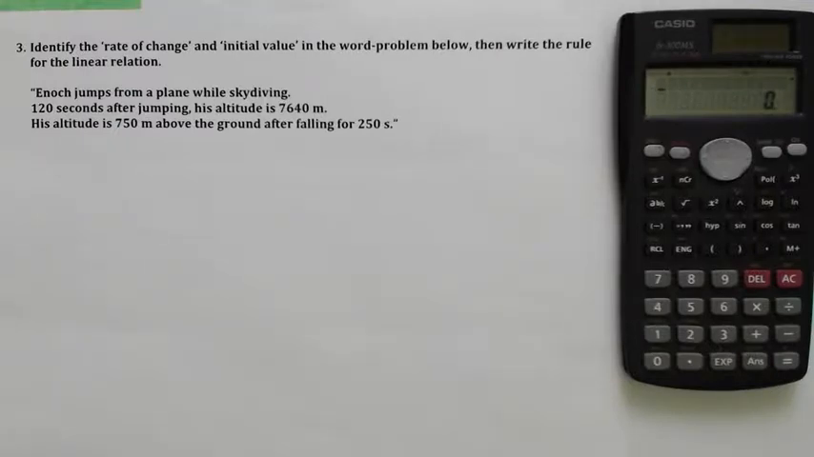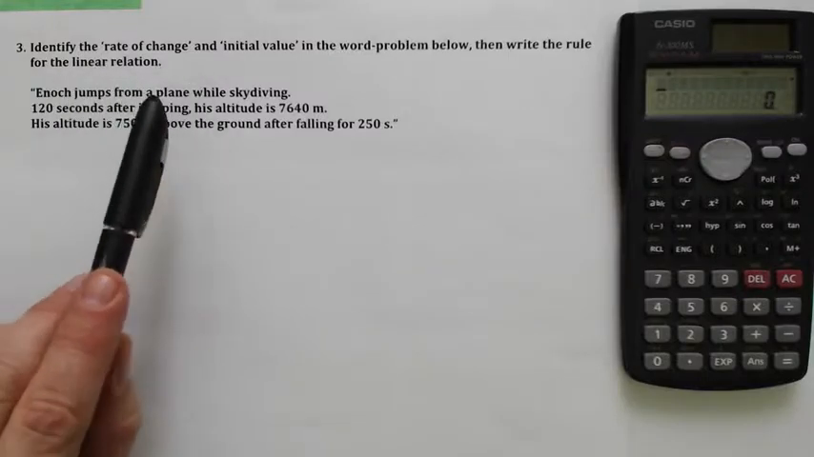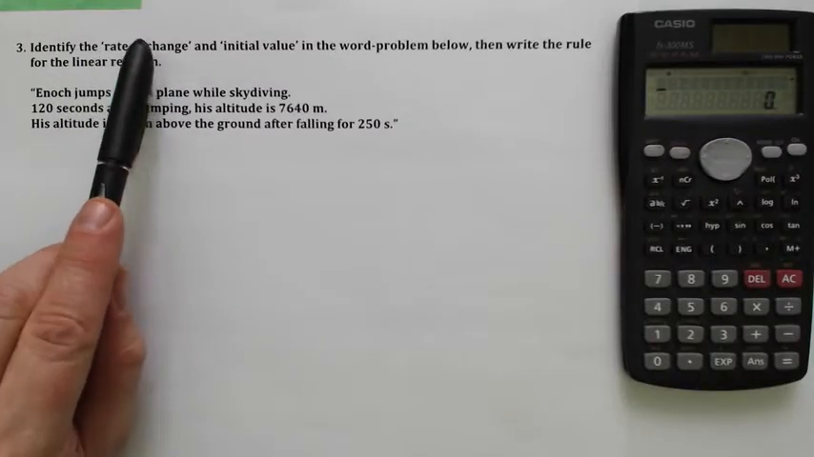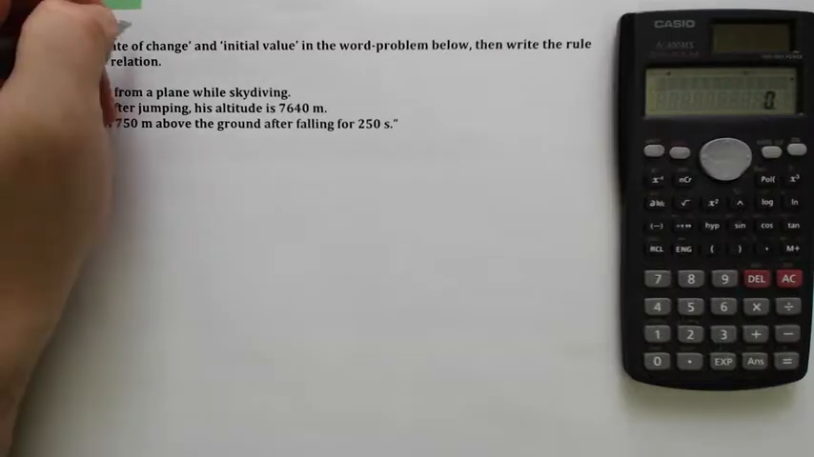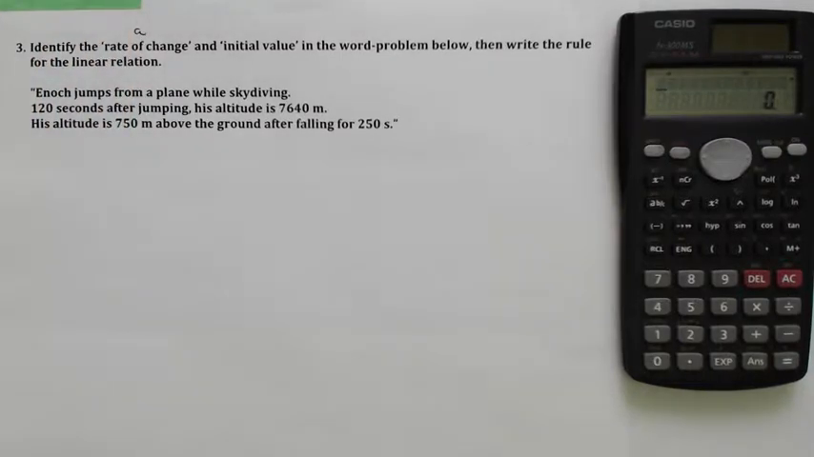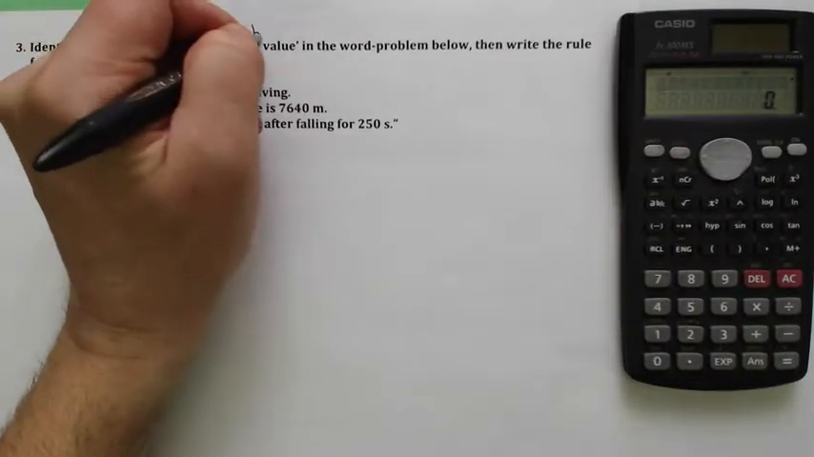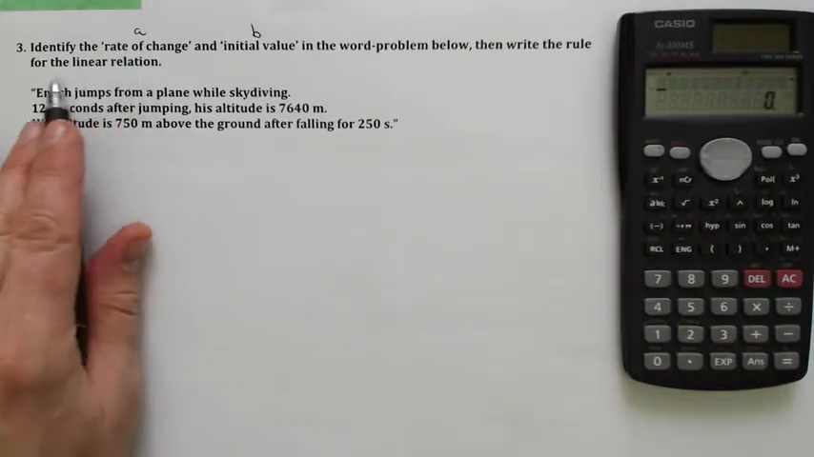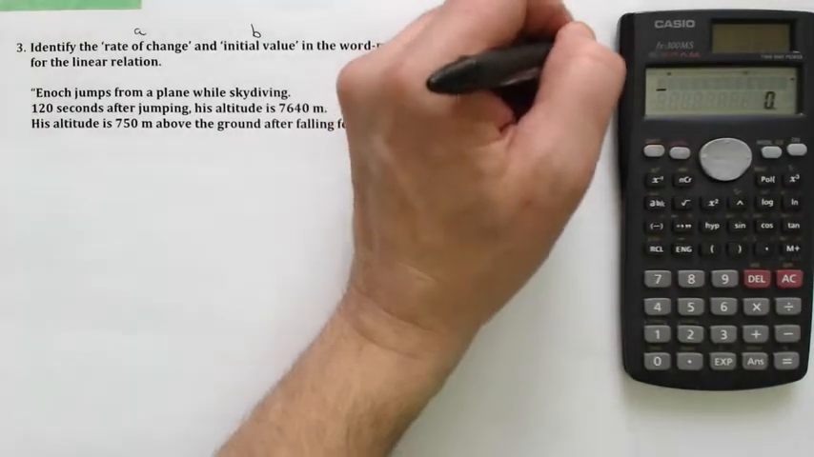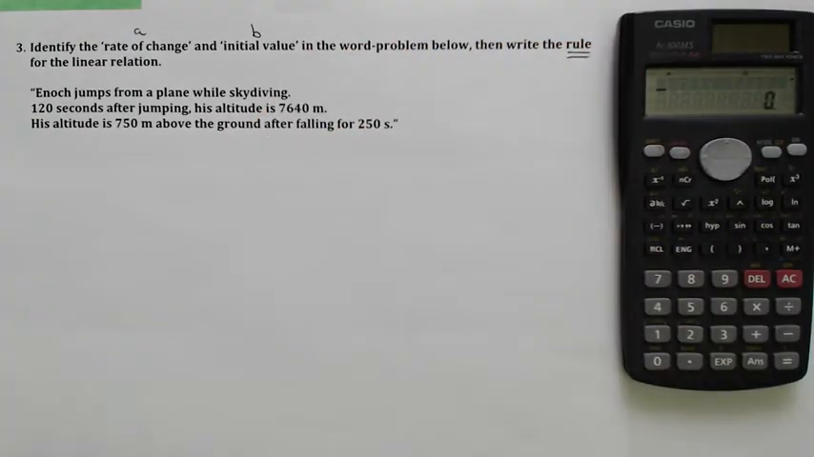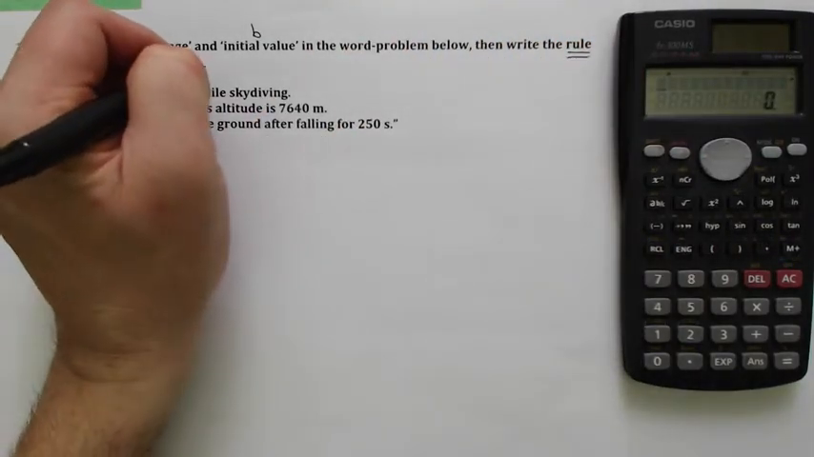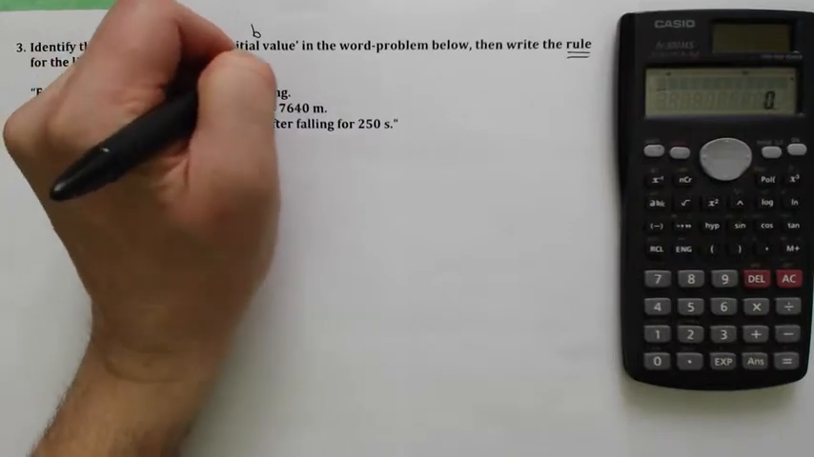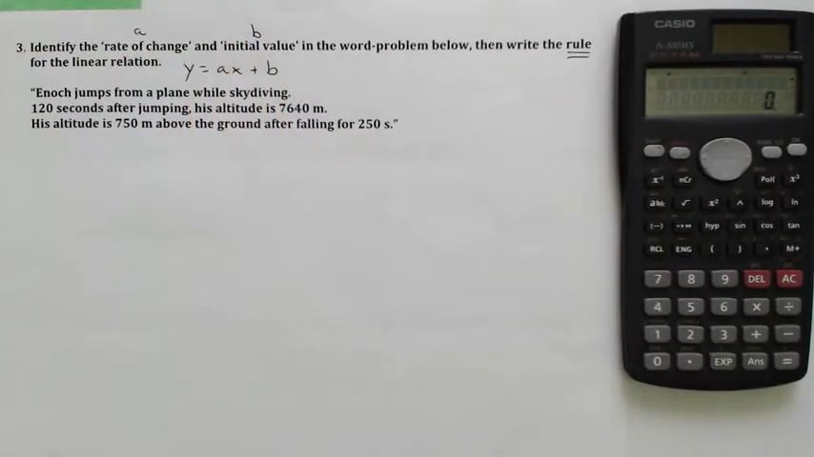This is an interesting question. We're being asked for the same thing as we were in number 1 and 2. We want the rate of change, which I'll remind you again is the A, and we need the initial value, which I'll remind you again is the B, and we need that from the word problem below. And of course at the end we have to write the rule for that linear relation, which is a fancy way of saying, hey, you tell me what y equals ax plus b is going to look like from this particular word problem for this particular line.